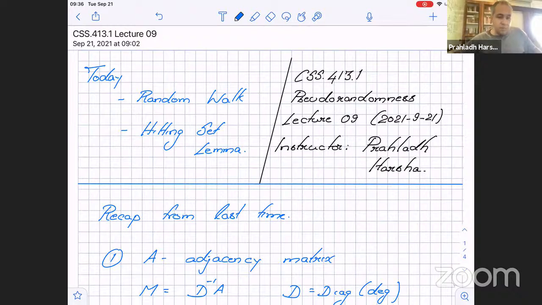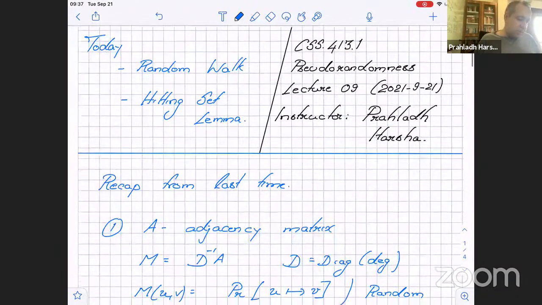Welcome back, everybody. So welcome to lecture 9. We'll continue our discussion on spectral expansion. Last lecture I thought I was a bit fast, so I'll give a quick recap of what we did and then continue on how the second eigenvalue, the spectral gap, talks about the random mixing of the underlying graph. So let's recall some of the notation we built last time.